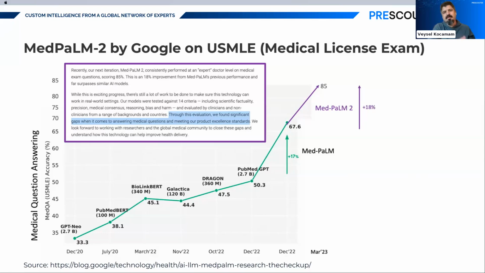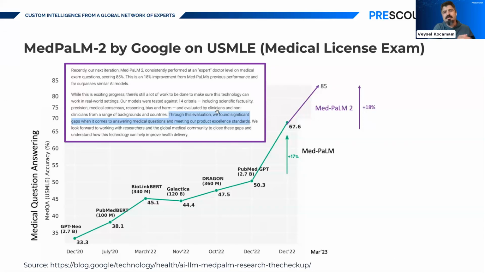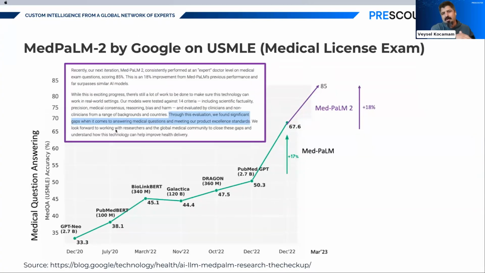They evaluated on 14 different criteria, but despite this performance jump, they still found significant gaps when it comes to answering medical questions in real-world settings. Because in healthcare, you sometimes need to hit 99-100%, given the use case. That's why this is a perfect tool for automation, automating the boring stuff. But when it comes to being precise, you always need the human in the loop for fact checking. Next one.